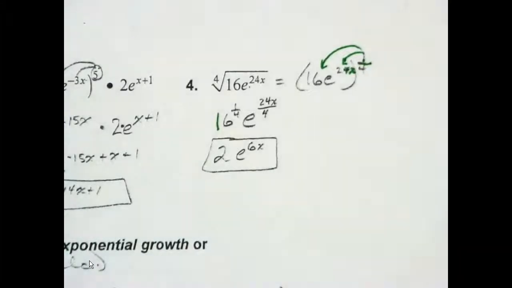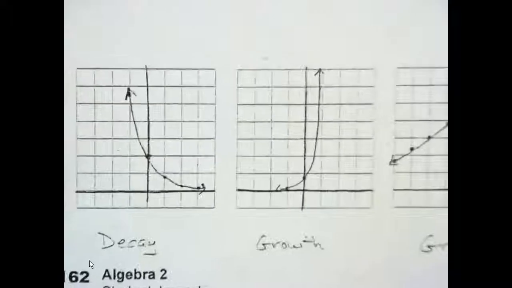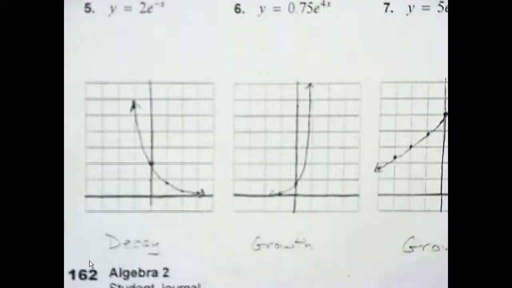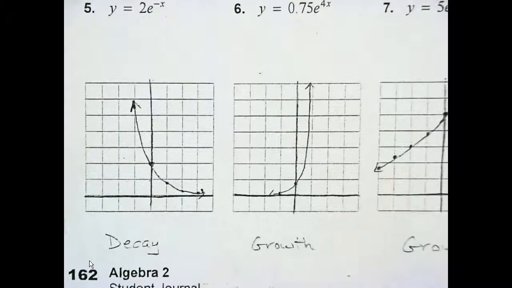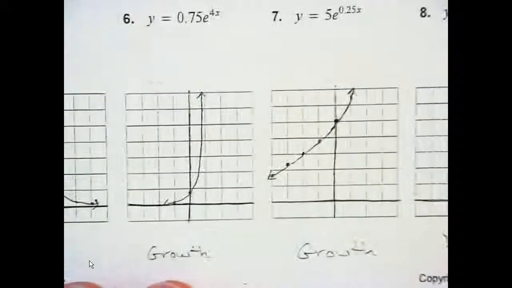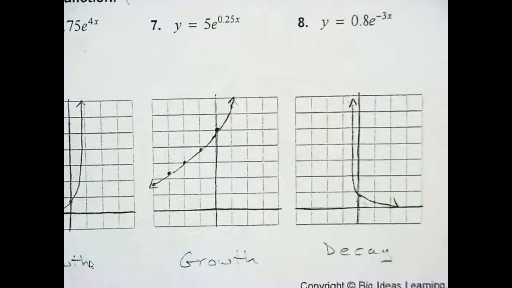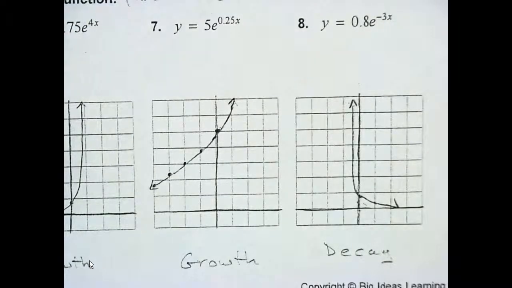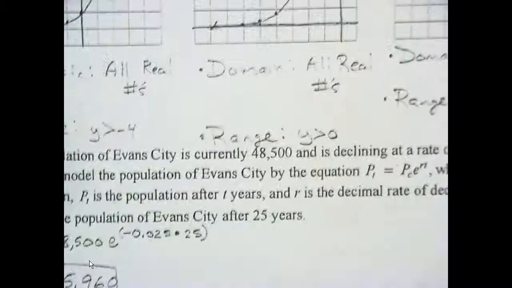All right. Numbers 5 and 6, growth and decay. Did we do 5 as a class? We did, yeah. I was going up by 1s on those. Numbers 7 and 8, also growth and then decay. All right. Any questions on those?